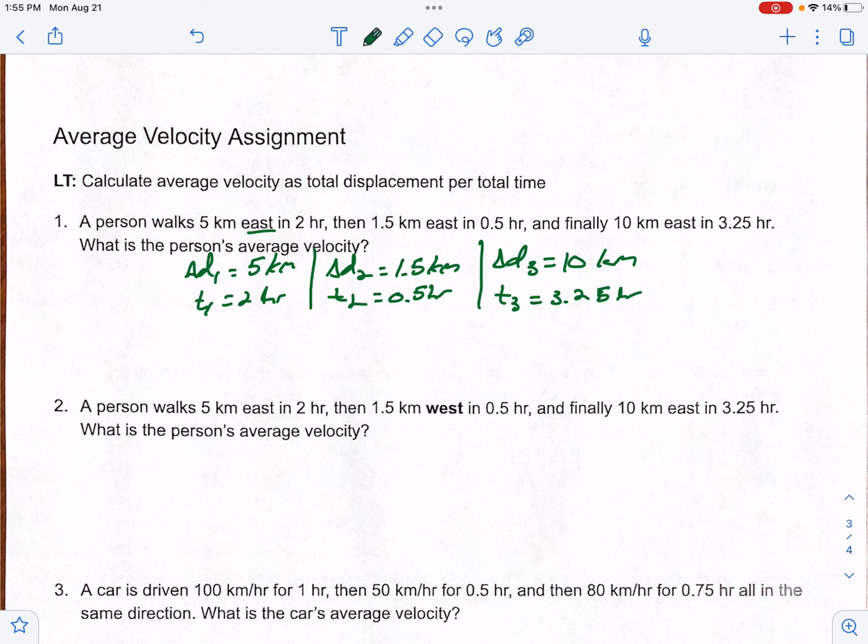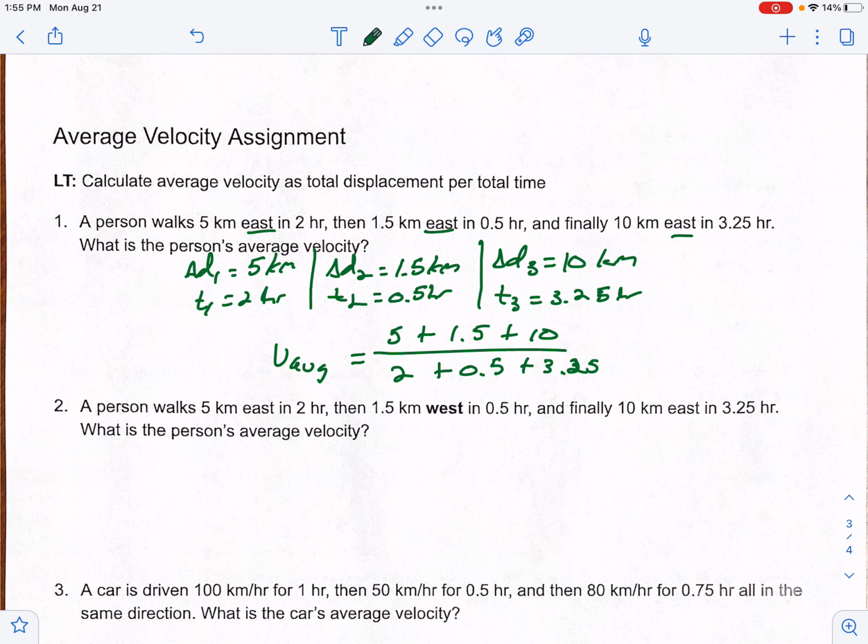Now, just watch out for your directions here. They are all east, so there's not going to be really much of an issue here. I have displacements, I have times, so all you've got to do is just plug in. So V average is going to be my displacement, 5 plus 1.5 plus 10, all over your total times, which are 2 plus 0.5 plus 3.25.